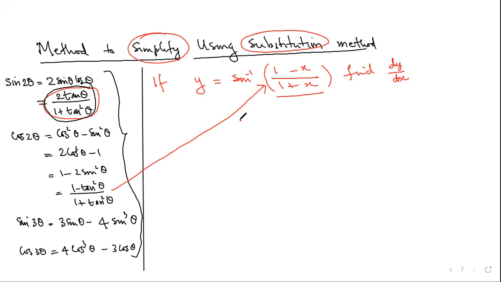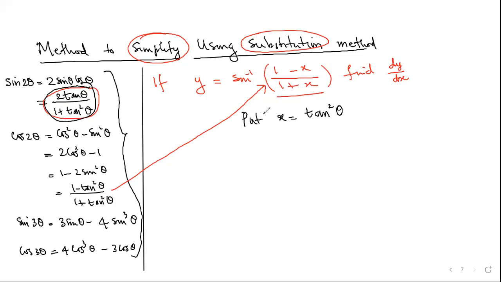So in place of x, what do you want? If I want to bring this formula inside this bracket, in place of x I need tan square theta. So put x equal to tan square theta. Did you understand how to do the substitution?